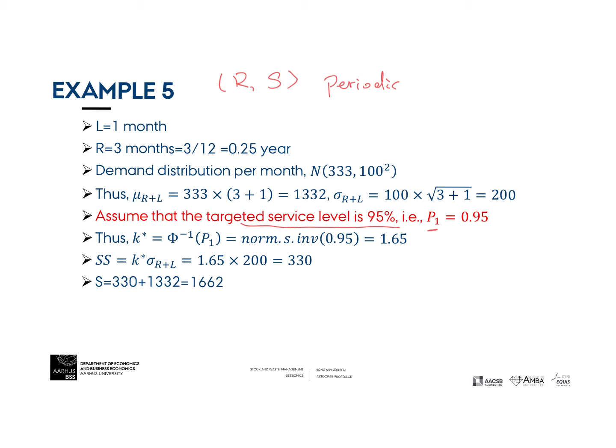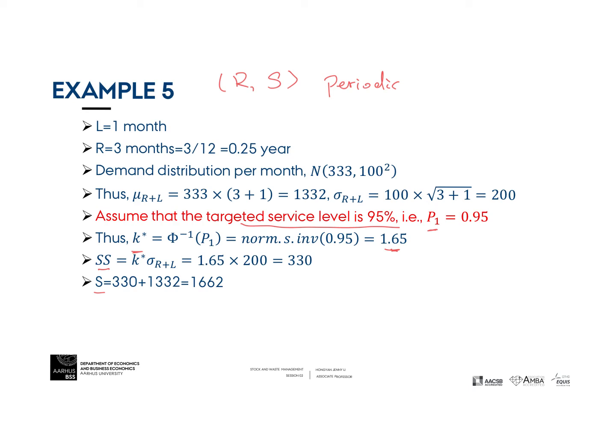This problem is simplified because we do not have any cost information. We only focus on the demand distributions, and then we determine the safety factor, k star, or the best targeted safety stock. For the safety factor k, we got this value 1.65, and then we translate this k value into safety stock and order-up-to level.